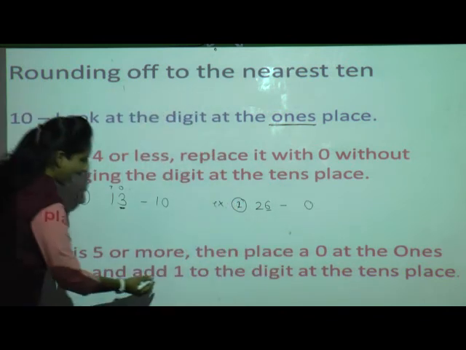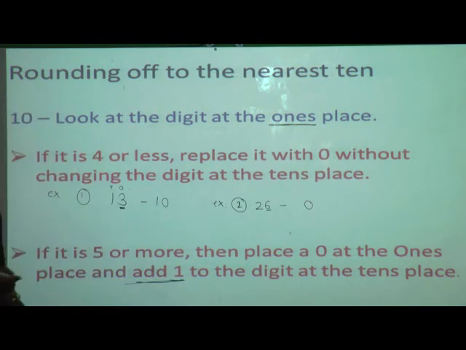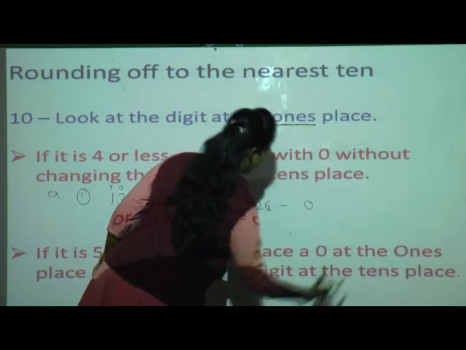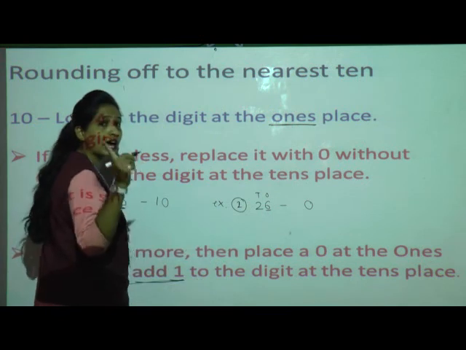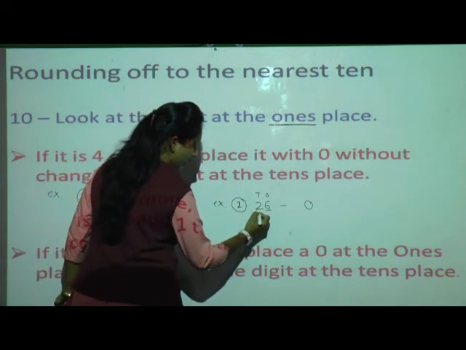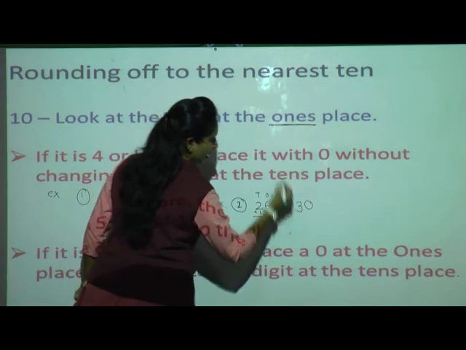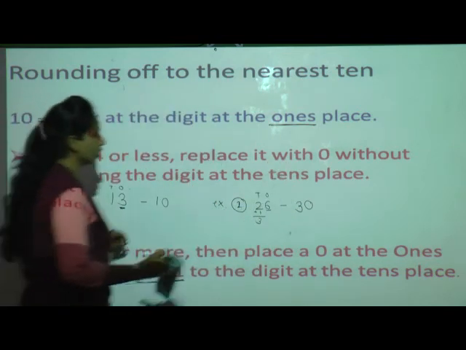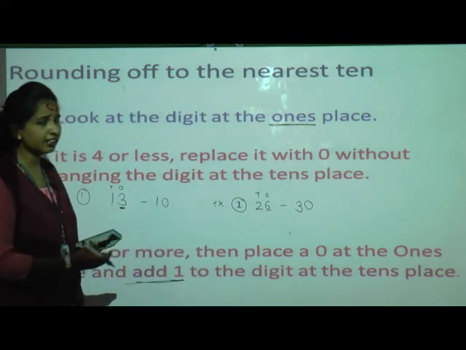And add 1. See what they are saying: add 1 to the digit at the tens place. Here is ones, here is tens. What do we have to do? Add 1 in the tens place. When I add in the tens place, 2 plus 1 is 3. So what is the answer? 30. The rounded number of 26 is 30. Understood? Clear?